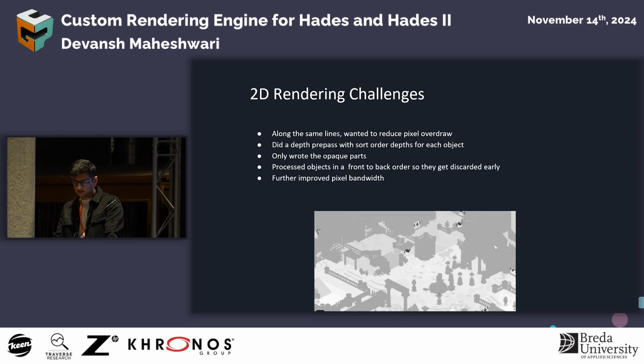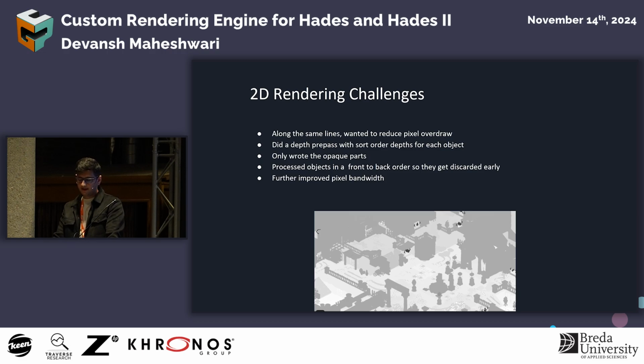Along the same lines, we also want to reduce pixel overdraw. So we wanted to do a depth pre-pass, but it's not a 3D game. We don't really have depths. So we use our sort order depths and assign depth to each map object that we have. We then go through a depth pass and only write the opaque parts of the assets because there's a lot of transparency in them, and we want to make sure that we don't accidentally cull any pixels that will be visible because of that transparency.